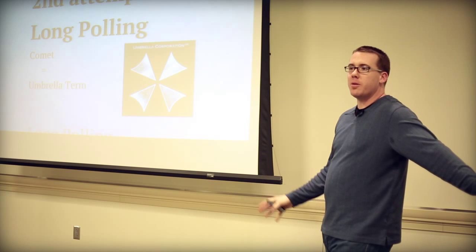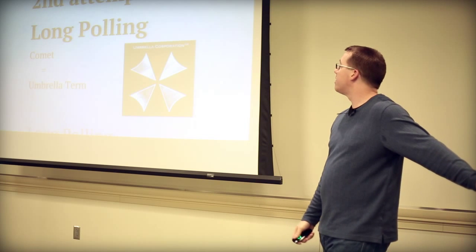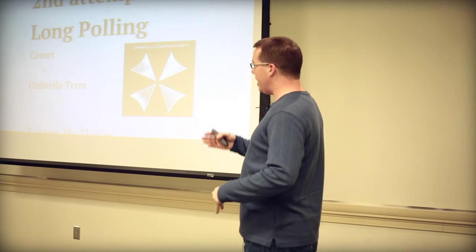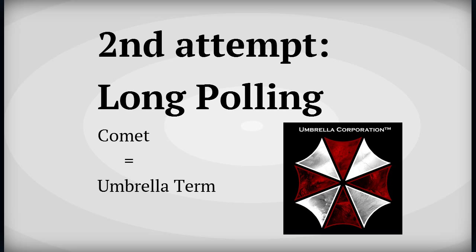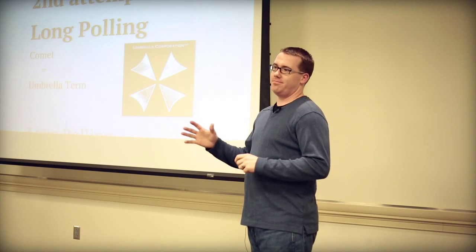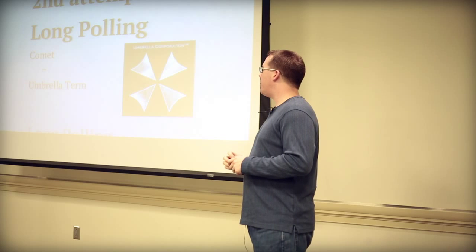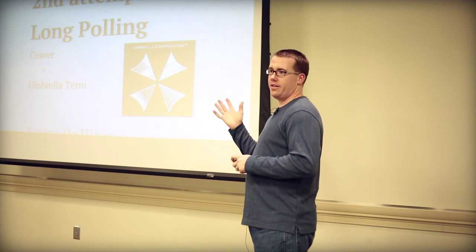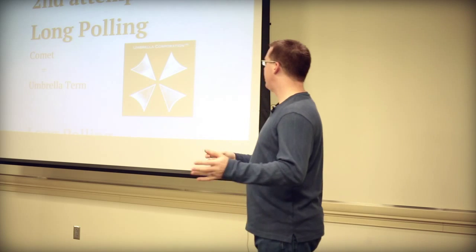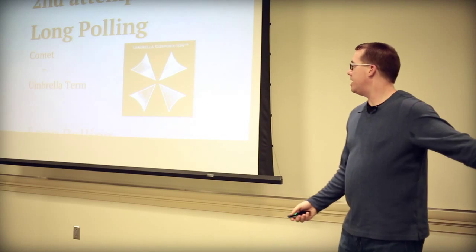Another stab at this. There's got to be a better way to do this, and there are. The next logical iteration is to do something called long polling, right? This is also known as Comet. Comet's kind of an umbrella term that covers a number of different patterns and intricacies in how this is done. So keep that in mind. There are different ways to do this.